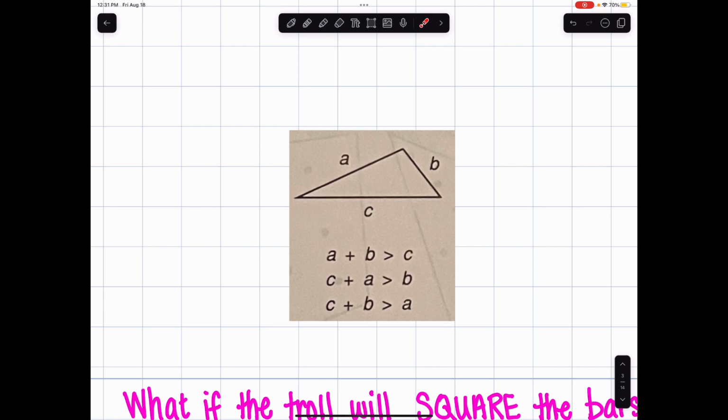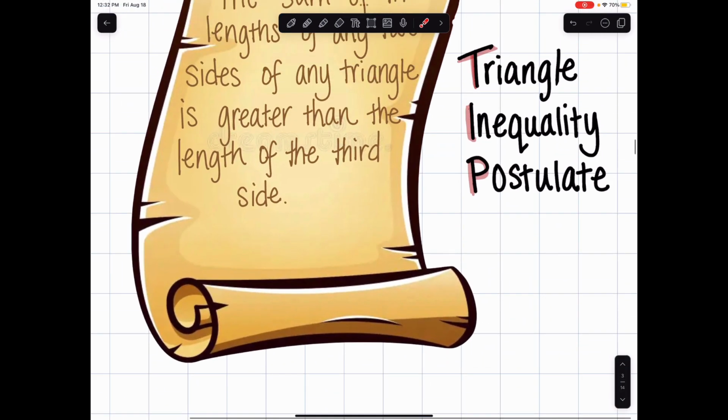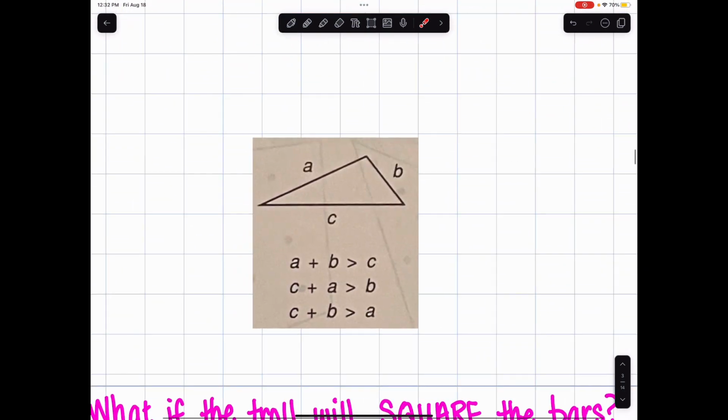Now, let's look at this triangle. This is not a right triangle, so the angles look like these are acute angles. This is an obtuse angle. So if it has one obtuse angle, then it's an obtuse triangle. Remember that? Okay, so let's look. Here, if we choose A and B, and these are bars of gold, that's always going to be bigger than C. If you choose C and A, that's always going to be bigger than B. And if you choose C or B, that's always going to be greater than A. So that's the tip. That's the triangle inequality postulate. That's the tip, your takeaway lesson.